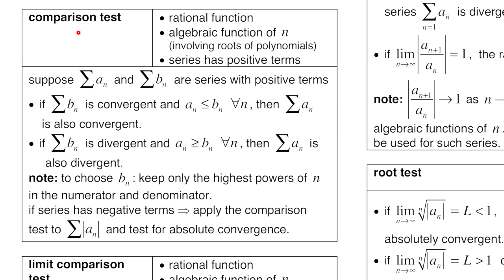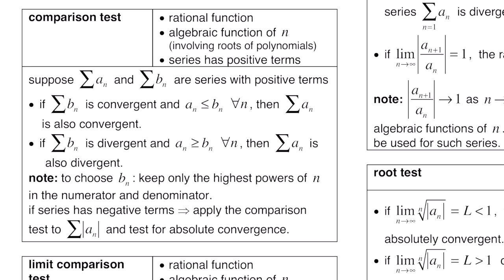Next, we have the comparison test. So if you have a rational function, an algebraic function of n involving roots of polynomials, or a series with positive terms, consider using the comparison test. It says, suppose we have sigma a sub n and b sub n, and they're series with positive terms. If we have sigma b sub n is convergent, and then we have a sub n is less than or equal to b sub n for all n, then the a sub n series is also convergent. If b sub n is divergent, and a sub n is greater or equal to b sub n for all n, then the a sub n series is also divergent.